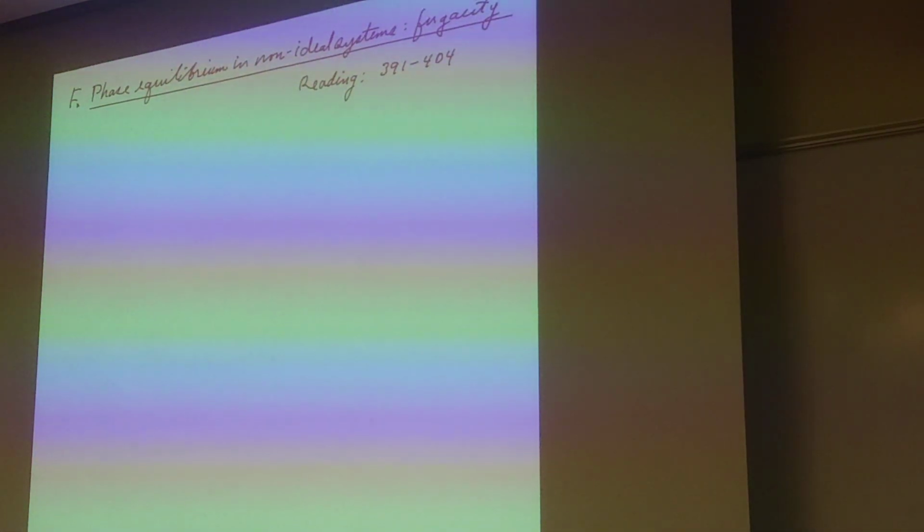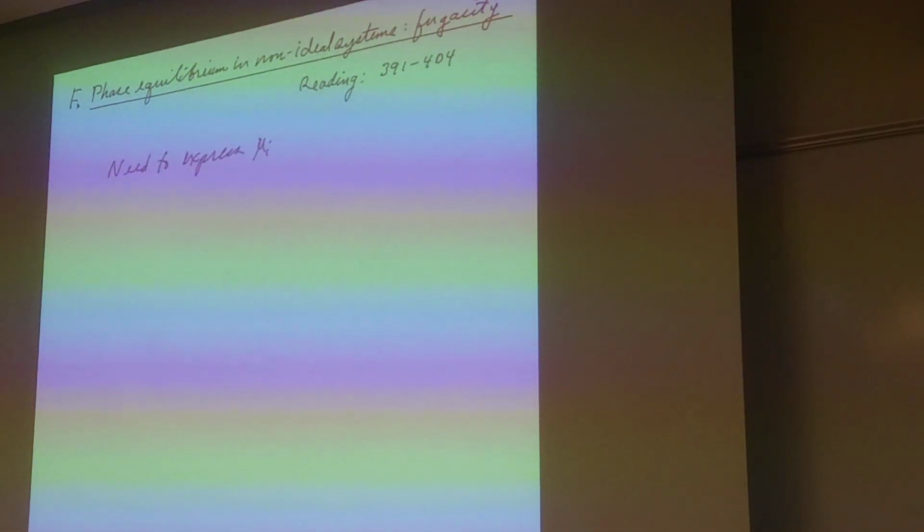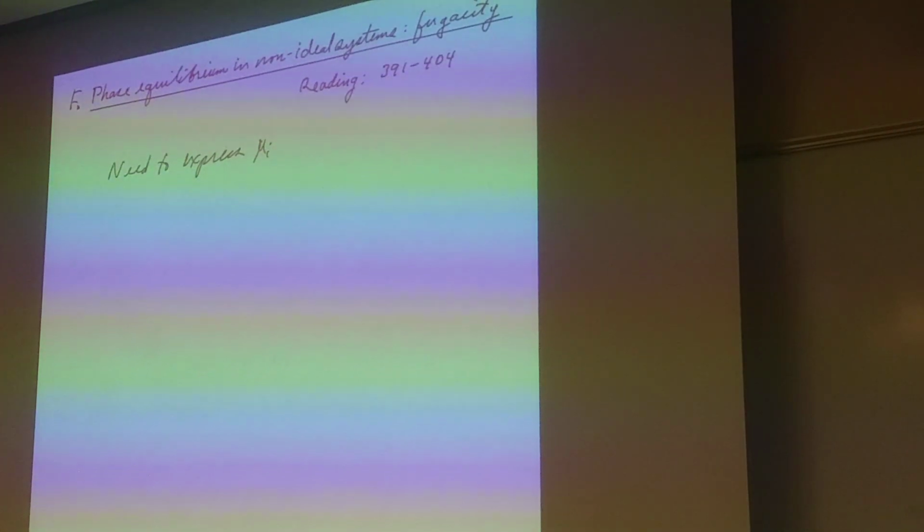So we need to consider broadening it and at least do the formalism of saying how we express the existence of this non-ideality. So I want to consider phase equilibrium now in non-ideal systems, and that leads to the introduction of the property that we know of as fugacity. And the reading for this, a little bit more here, 391 to 404. So in order to express equilibrium, we need to express chemical potentials in various circumstances. So let's consider how we do that.